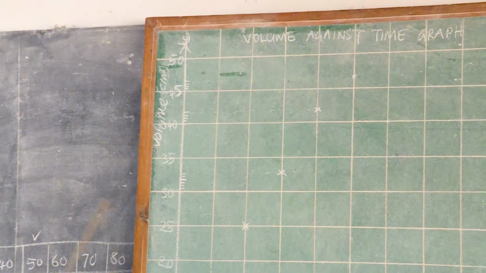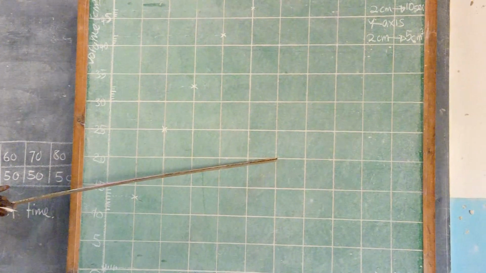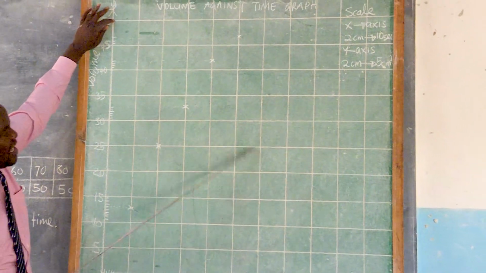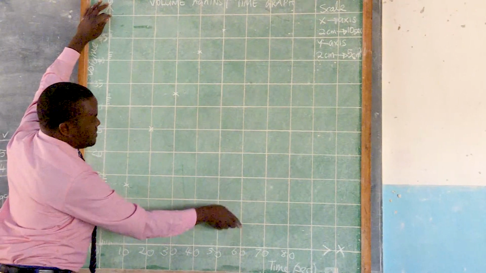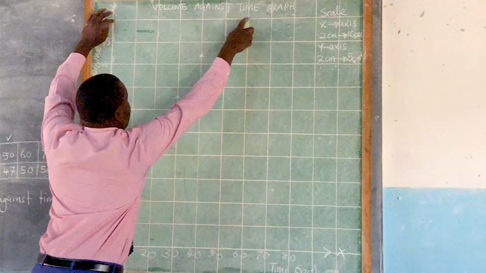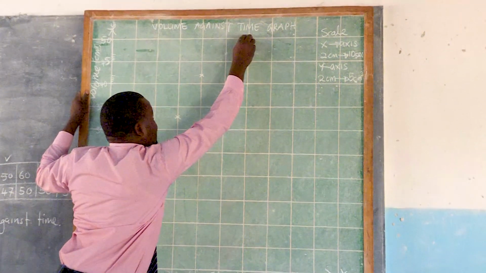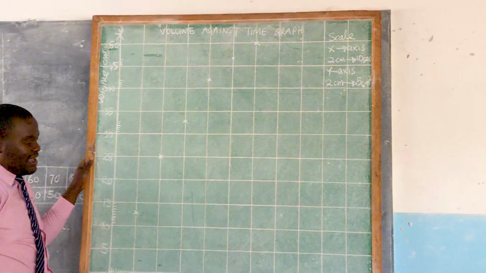Our next is when time is 60. So we go up there. What was the value of the volume produced along the y-axis? 50. So 50 is there. So when time is 60, the volume produced was what? 50. So when you come like this, the coordinate is simply there. Are we together? What is our next coordinate?